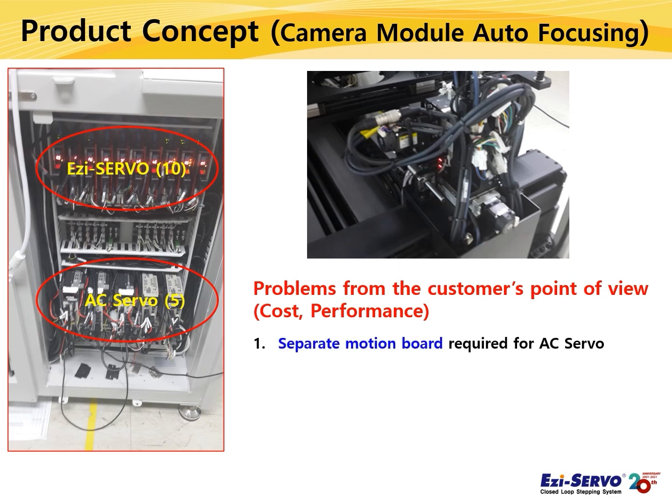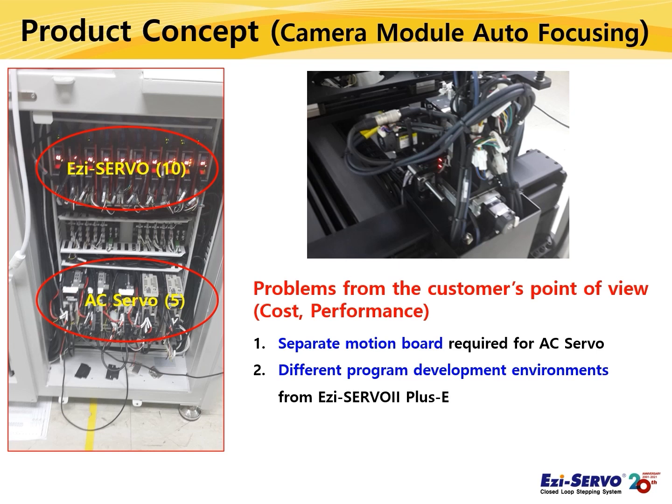But, a separate motion board is required to control the 5-axis AC servo. The customer needs to configure two different software development environments to control Ezi-SERVO and AC-SERVO. This is cumbersome from the customer's point of view, and costs are increased by a separate motion board to control the 5-axis AC servo. In addition, long and thick bundles of wires connected from the AC servo to the motion board are required, and it makes the wiring complicated. In the next chapter, I will explain details with diagrams.